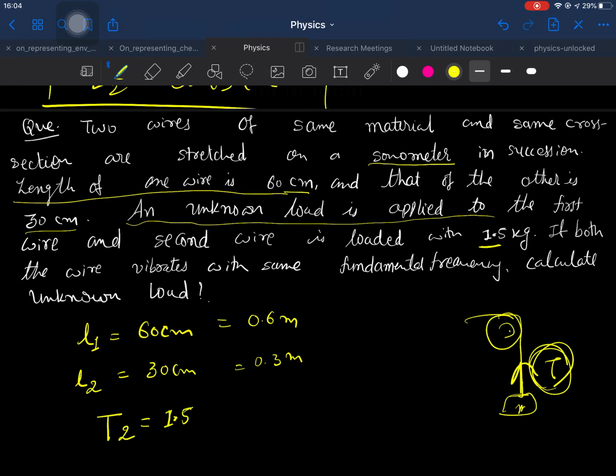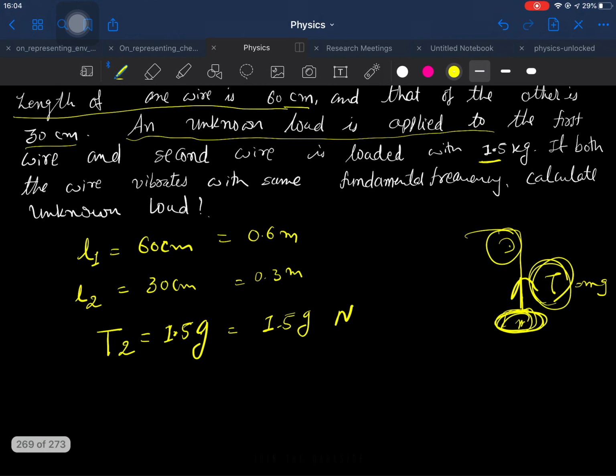Be very careful. Now remember, we want tension in terms of Newton because we write mg, right? So this is the mass of the load, not the mass of the string. So mg, I can just write 1.5 g Newton. Hope this is clear. Now if both wires vibrate with the same fundamental frequency, calculate the unknown load. They have already given the condition that they are vibrating at the same fundamental frequency.